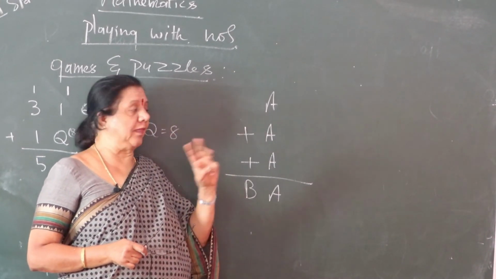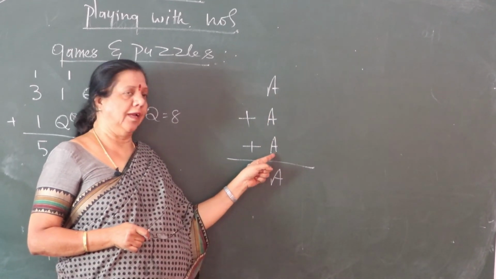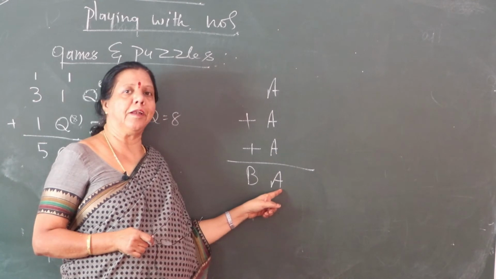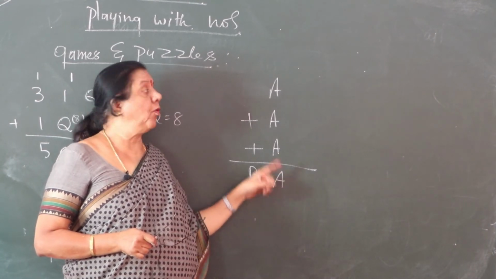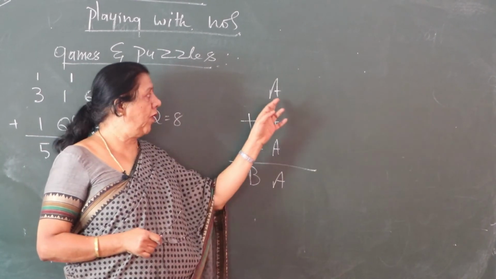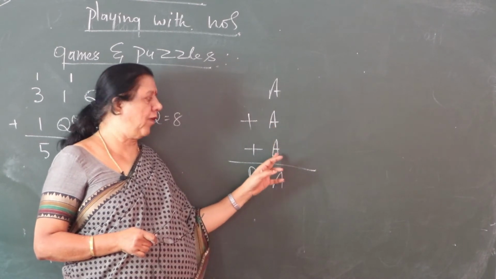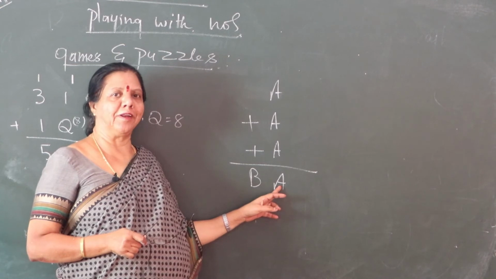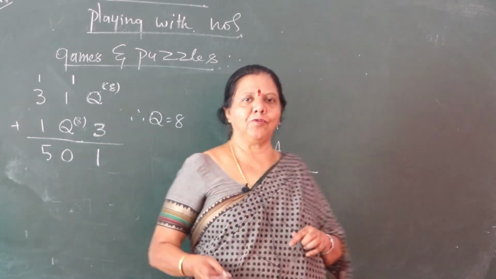3 you take. Let me see. 3 threes are 9. But you are not getting A value. So take for example 5. 5 plus 5, 10. 10 plus 5, 15 you are getting. 5 only you are getting. Did you follow how to do it?